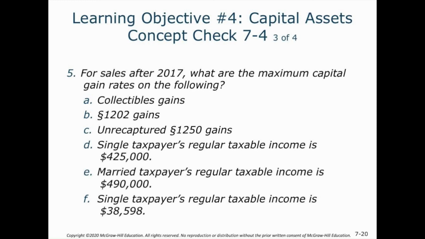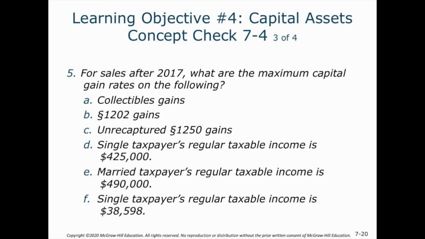D, single taxpayer's regular taxable income is $425,000. Here, the capital gain rate would be 15%. E, married taxpayer's regular taxable income is $490,000. So here we've gone over the threshold, so 20% is going to be the capital gains rate for this situation.